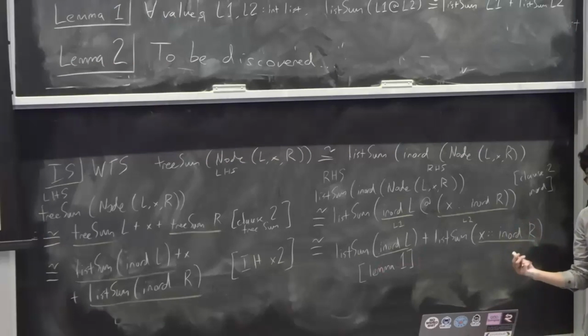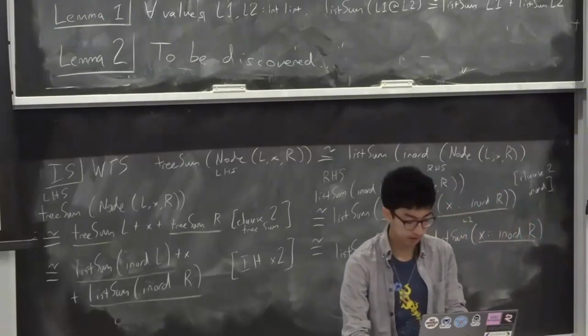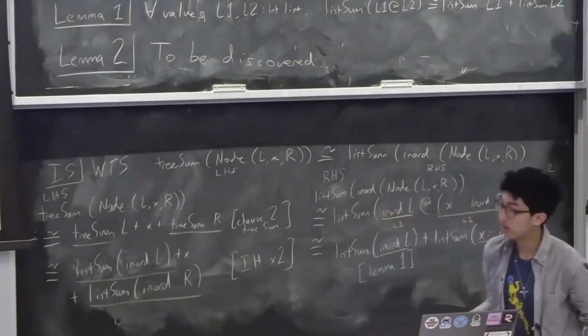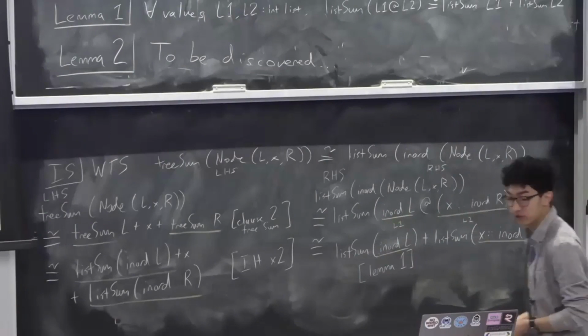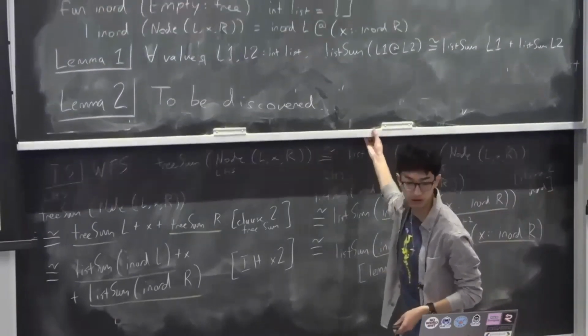So I have to show that inord L and x cons inord R evaluate to values, that they are valuable. Now you might look at the definition of inord and say, oh, inord is total, so it must be valuable. But you need to show that to me. I need you to cite that to me. So here's what I'm going to do. I'm going to activate my computer again, even though I won't need it right now. I'm going to reveal to you what our hidden lemma was the whole time.